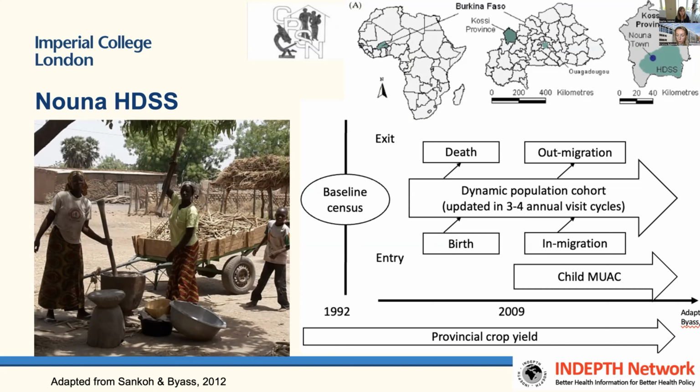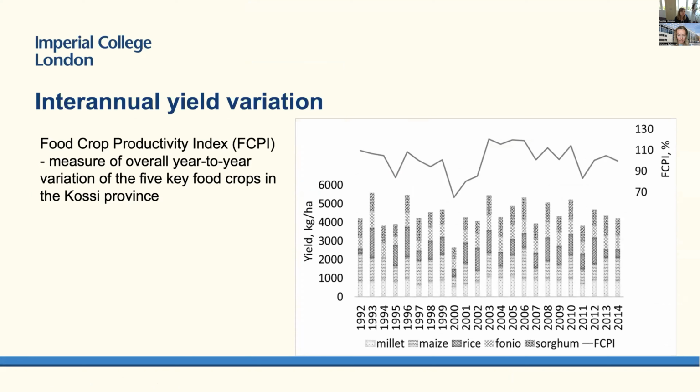And so our crop yield productivity data was expressed as a food crop productivity index, which is a composite index indicating how productive the 5 key crops in this area were: millet, maize, rice, fonio, and sorghum, every year over the study period. And we weighted the productivity of each of these crops by the proportion that was harvested in the province, and we created this index, which was expressed on a relative scale. And you can see that from one year to another, there was an appreciable level of variation. So some years were definitely better and others were worse. And typically the worst years were the drought years, or the years when something else occurred, for example, an extensive flooding event.